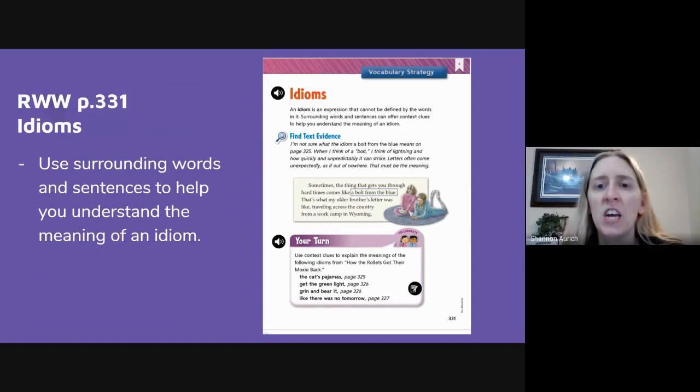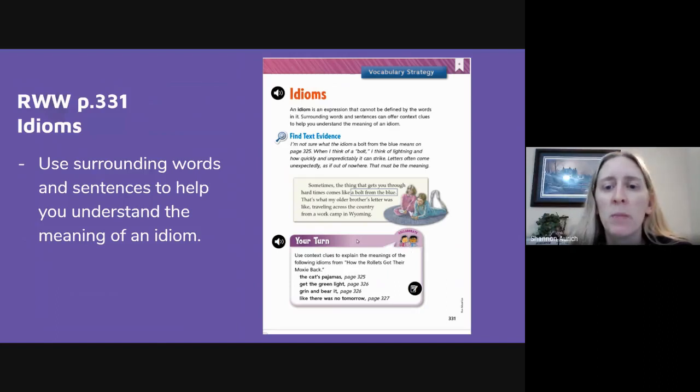And on this page, the example is a bolt from the blue. So we have to figure out, what does a bolt from the blue mean? "The thing that gets you through hard times comes like a bolt from the blue. That's what my older brother's letter was like, traveling across the country from a work camp in Wyoming." So something that comes like a bolt from the blue comes from far off down to you, kind of like a bolt of light would come from far off in the blue sky.